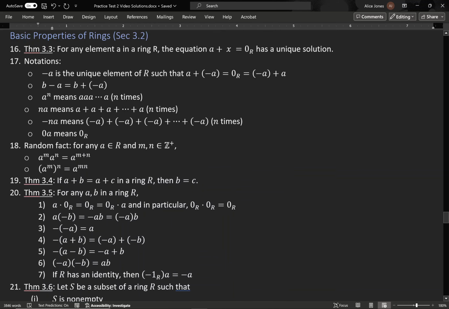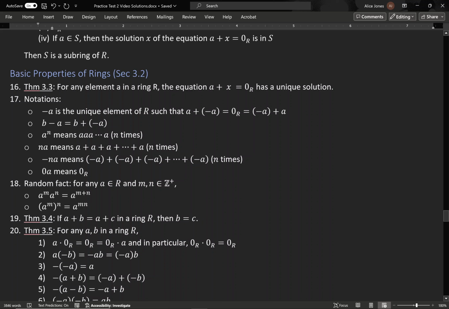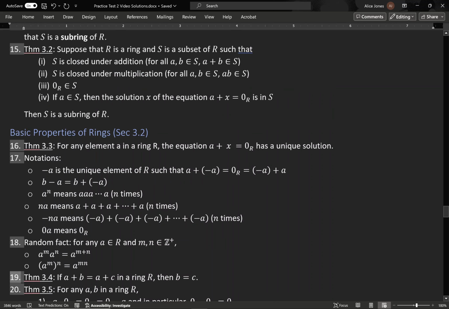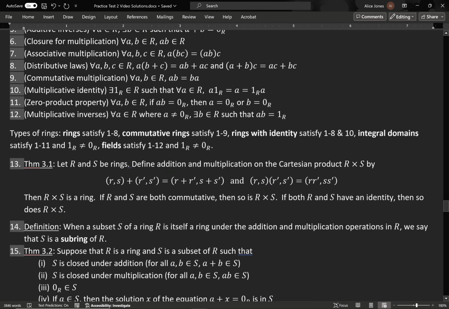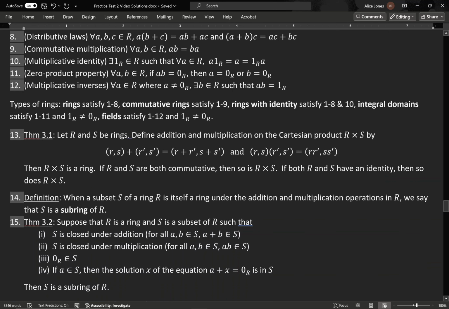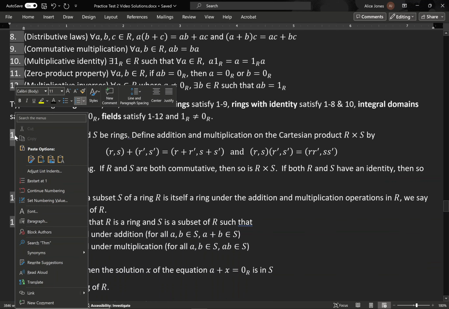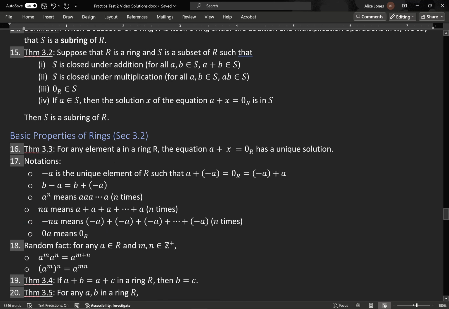Wait, why are these numbered? That's weird, I'm not going to worry about that. Why is this like 19 and 20 suddenly? It's not supposed to be like that. Is it? Oh, is it this? Okay, you know what? I'm going to fix that later.